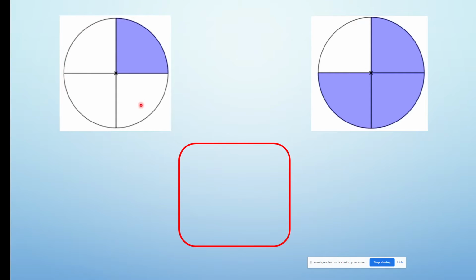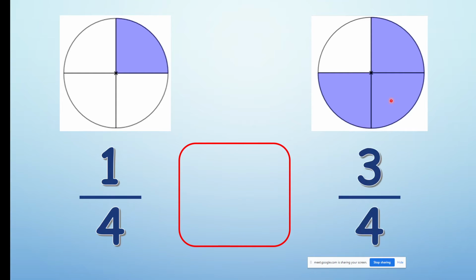For number 1, what is this fraction? You have 1 shaded part and 4 parts. What is this fraction? 1/4. And then for this one, what is this fraction? 3/4. Okay, when you see the denominators are the same, this one is 4, this one is 4. If the fractions have the same denominator, you will just check the numerator to see which one is bigger and which one is smaller. Understand?